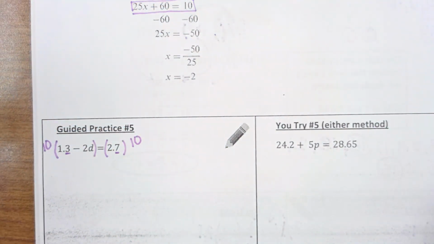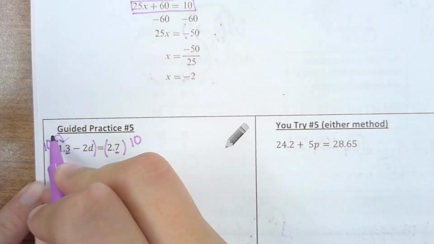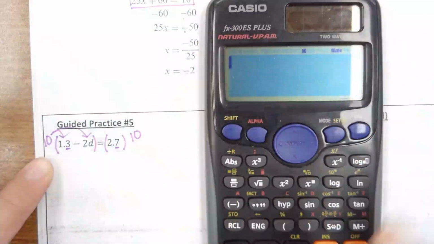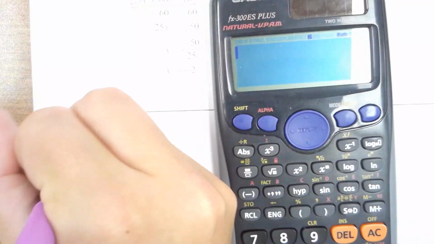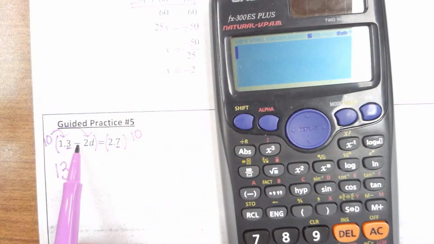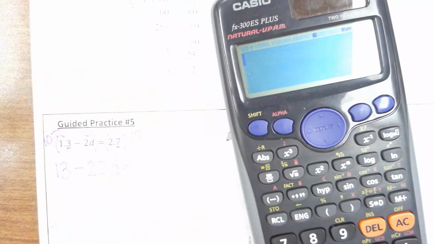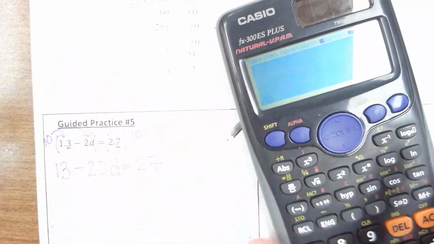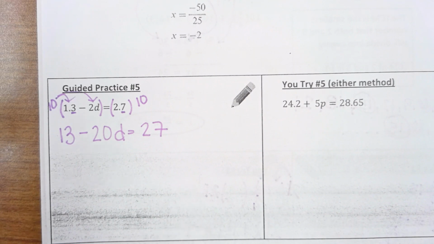Okay, and then just go back to what we did on the front side with fractions. So you're going to take this 10 and multiply it times everything on the inside. So this will become 10 times 1.3, that will become 13. 10 times a negative 2d, that will become a negative 20d. And then 10 times a 2.7 would become 27. Okay, so notice how your decimals are now gone. Now you can just solve this like normal.